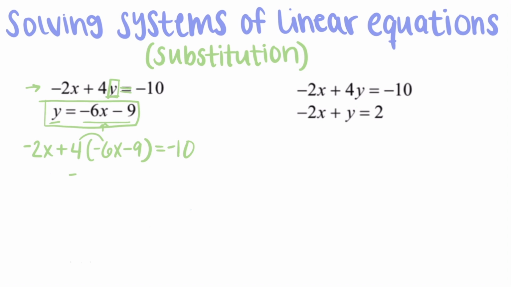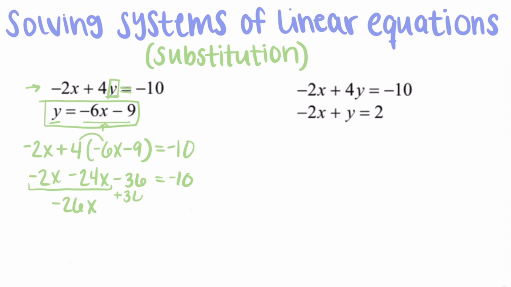So 4 times my -6x will get me -24x. 4 times a -9 is going to get me -36. All right, then I'm just dropping down everything below. I have some like terms I can combine. So I'm going to get a -26x there.